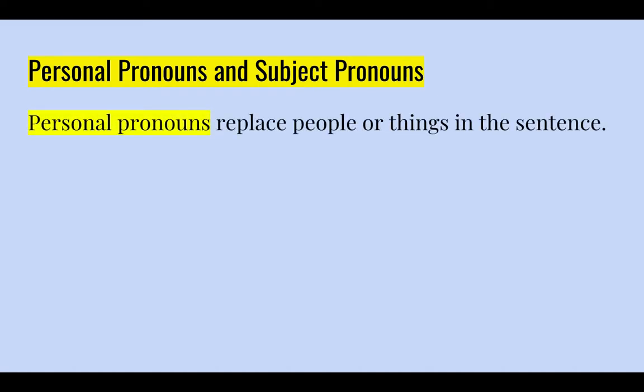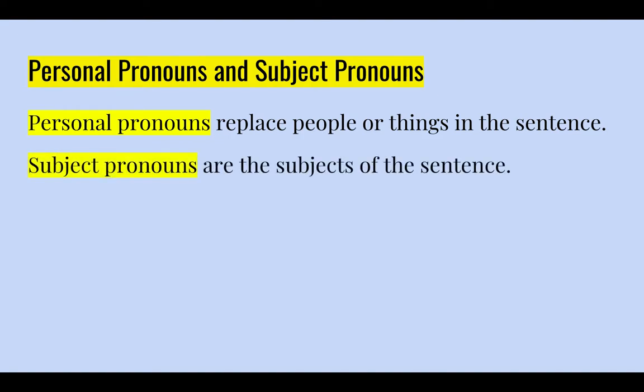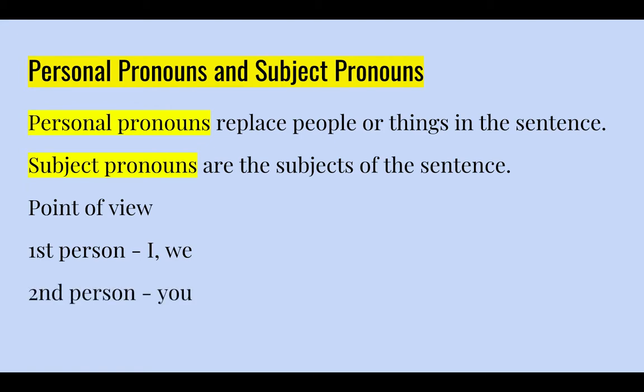Now, with pronouns, we have several different types, and this week we're going to be looking at our personal pronouns, with subject pronouns and object pronouns. So a personal pronoun is something that replaces people or things in the sentence. Subject pronouns, which are a type of personal pronoun, are the subjects of the sentence. We see these a lot of times when we look at sentences for point of view in our literature lessons. So if we had a first person point of view sentence, we would be using I and we subject pronouns. Second person uses you, and third person uses he, she, it, and they.